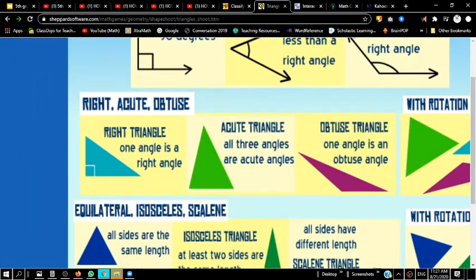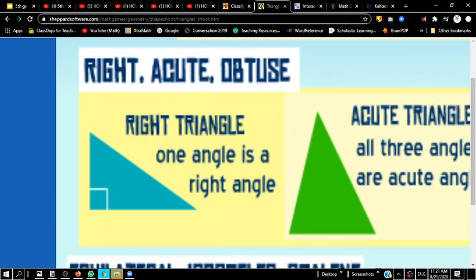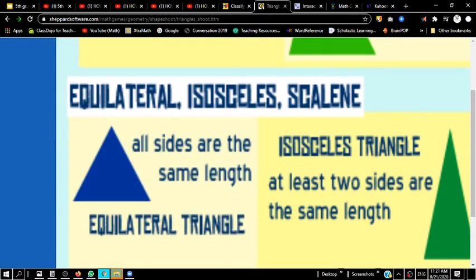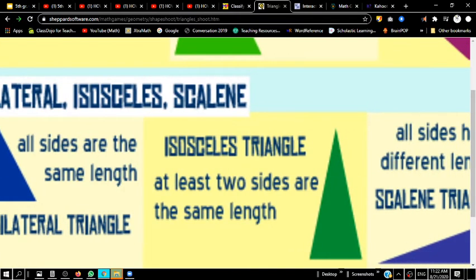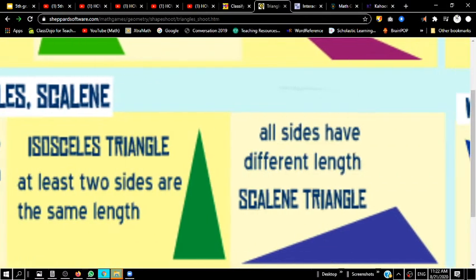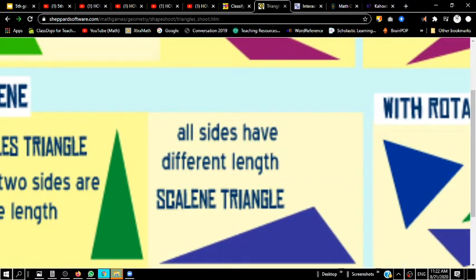Now, we can also classify triangles by their side measurements, okay? Sides of triangles, even though there are 3 sides, can be either long or short, depending on the angle measurements, right? If the lengths of the sides of the triangle are all the same, we have an equilateral triangle. In other words, all sides are the same length. Whereas an isosceles triangle has at least two sides that are the same length. Here you see the example in green. And then the last one is a scalene triangle, which has all the sides with different lengths.